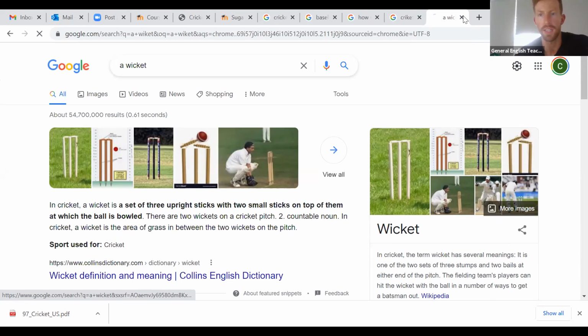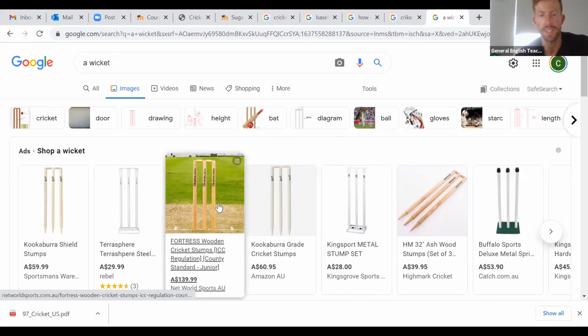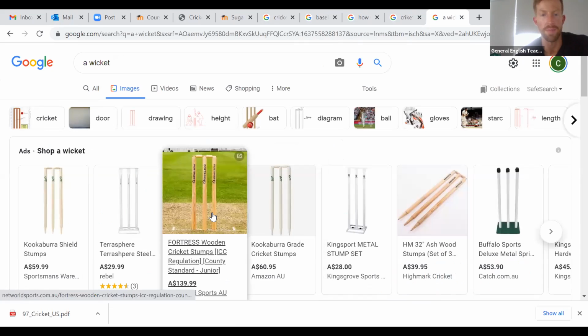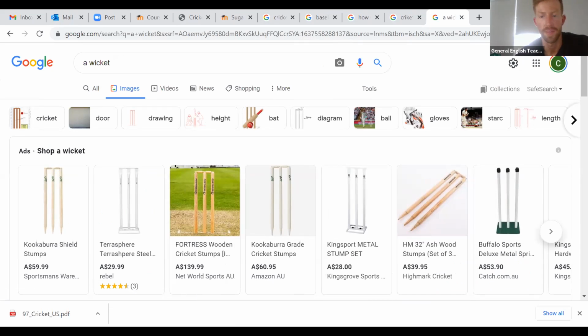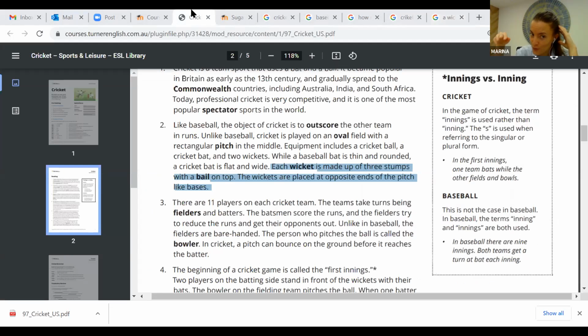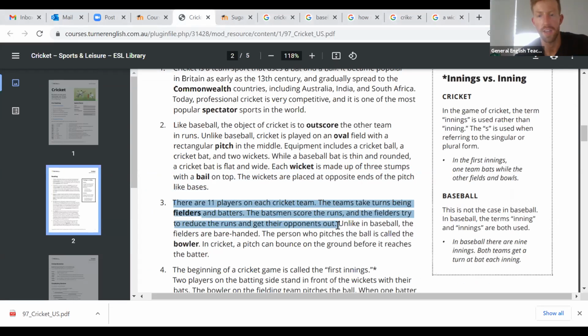So a wicket is basically these things here. They have two of them, and that's how you get the score. And the ball should be through the wicket, right? Yeah, yeah. Okay, who's next?